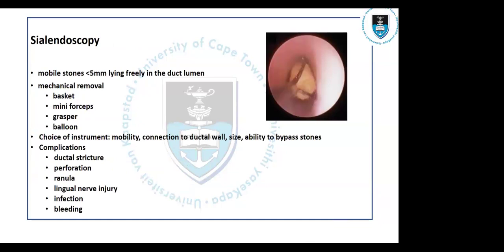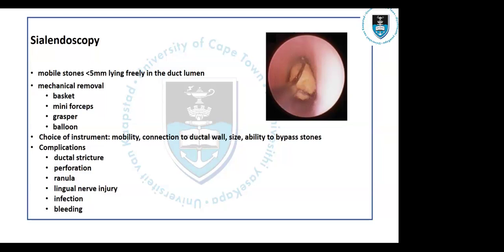Sialendoscopy is especially useful for mobile stones, which are less than 5 millimeters, lying freely in the duct lumen. These can be extracted without additional interventions or fragmentation in greater than 80% of cases. Sialoliths may be mechanically removed by using either a basket, mini forceps, a grasper, or a balloon. Several factors are involved in choosing an instrument, including the mobility of the stone, the connection to the ductal wall, the size, and the ability to bypass the stones.